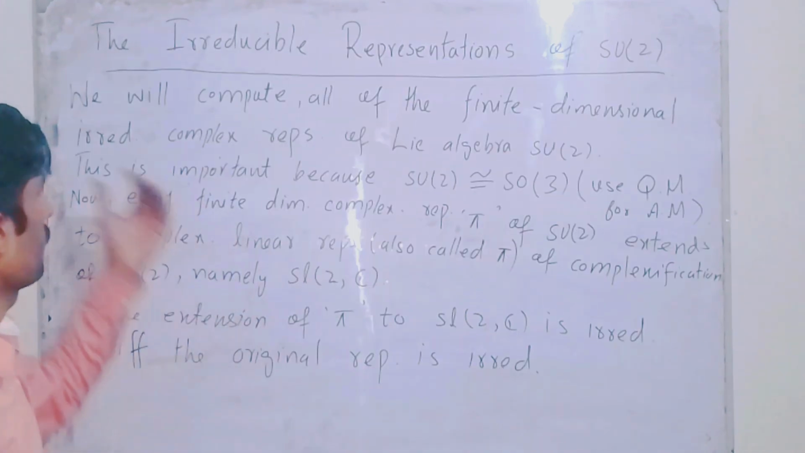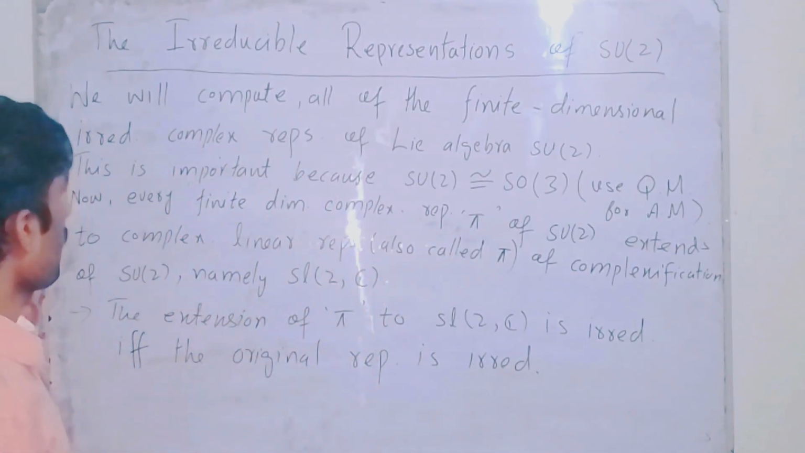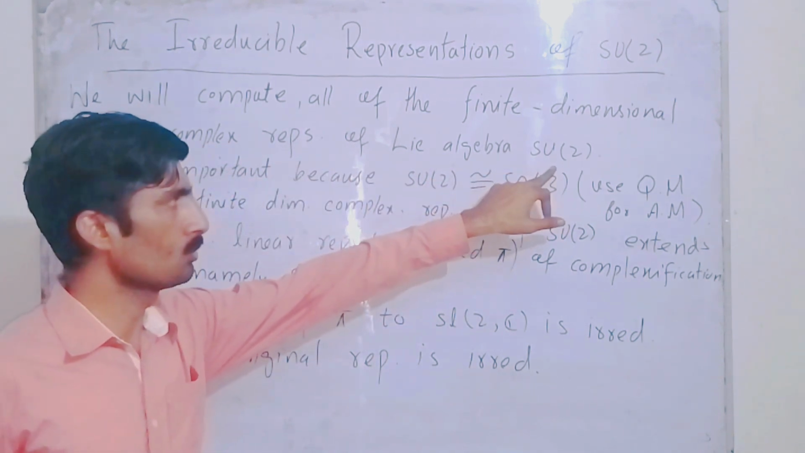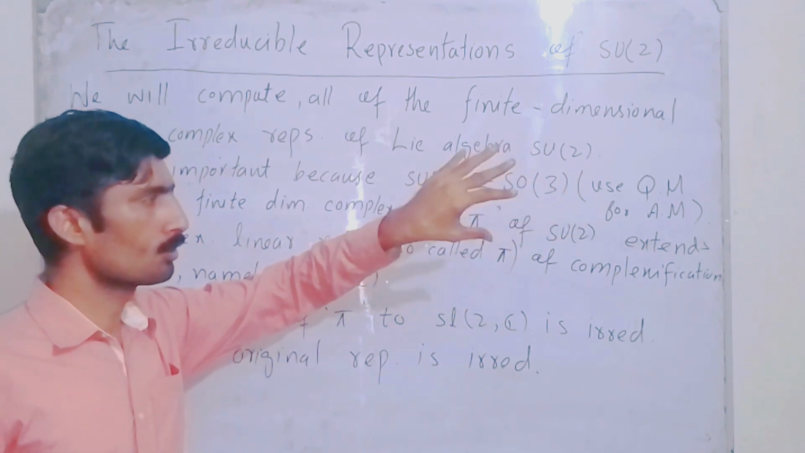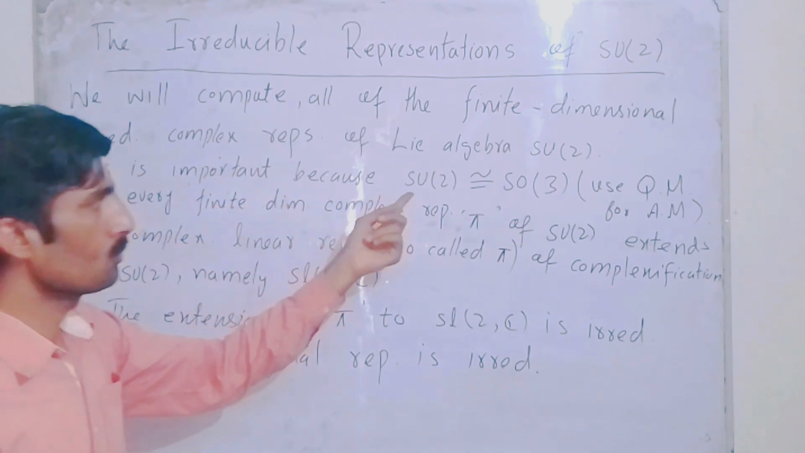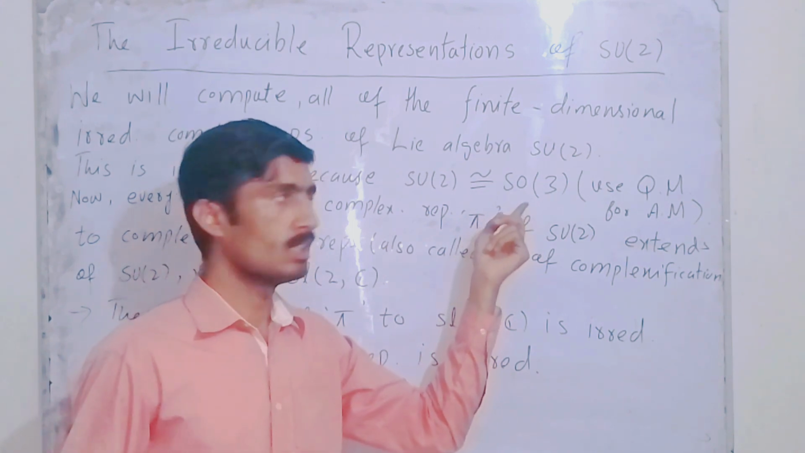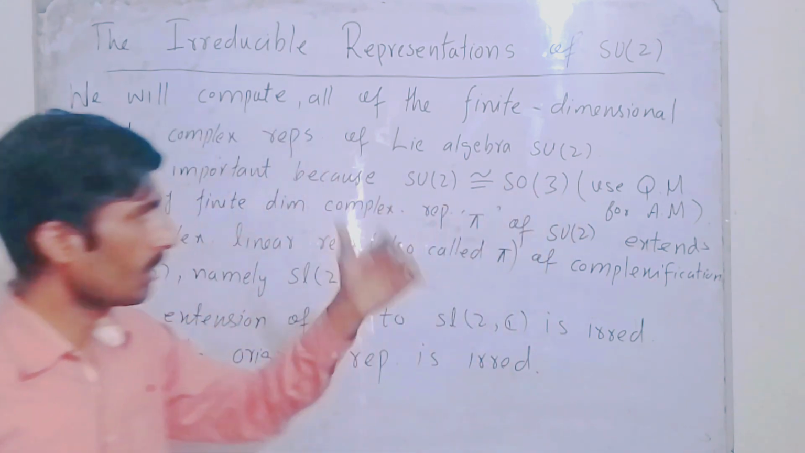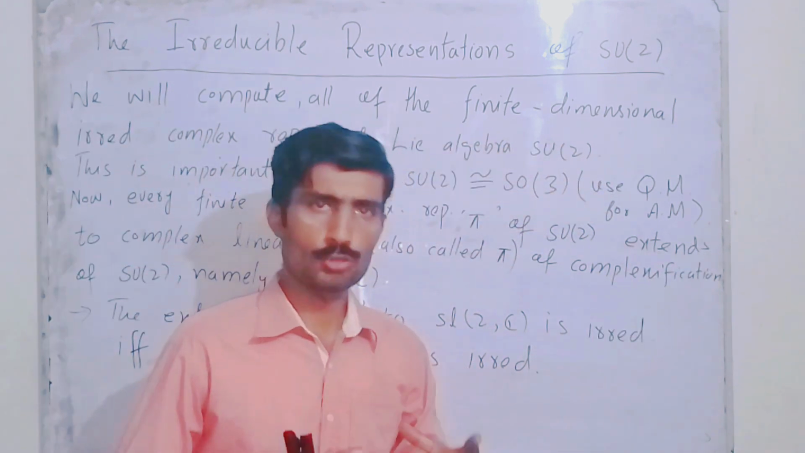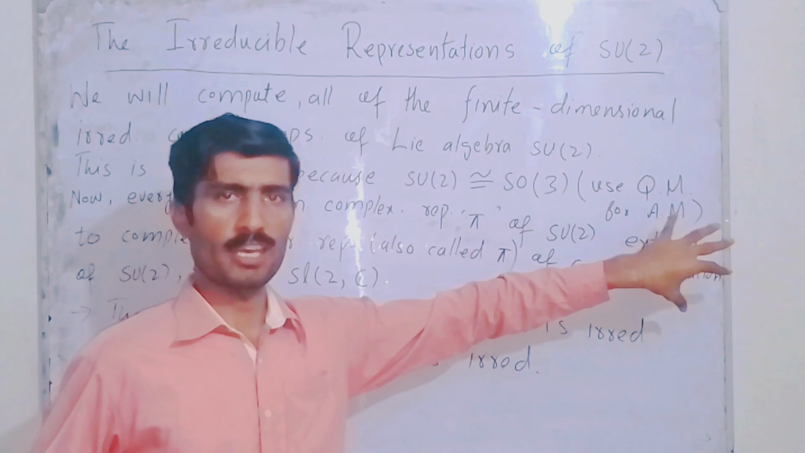Now we see next, compute all of the finite dimensional irreducible complex representations of the Lie algebra small su2, special unitary 2 by 2 matrices, right? This is important because su2 is isomorphic to so3, special orthogonal 3 by 3 matrices, right? And because of this, these two groups are mostly used in quantum mechanics for the purpose of angular momentum, right?